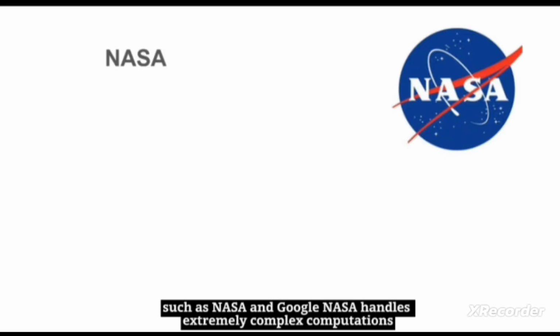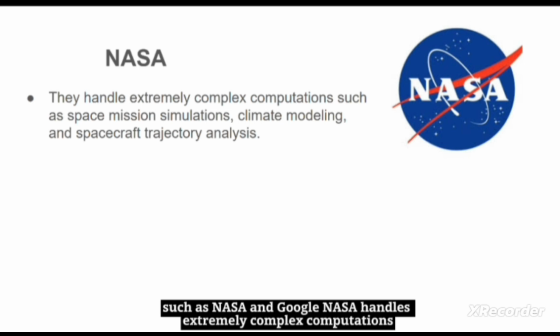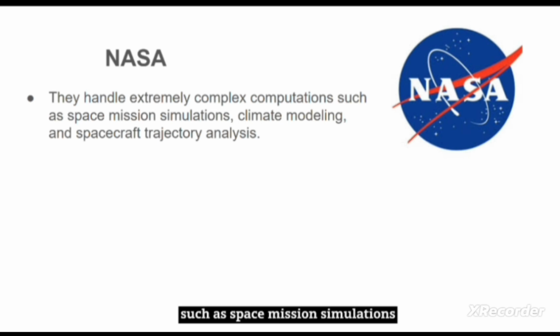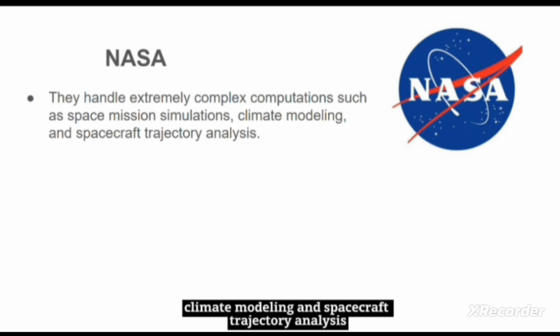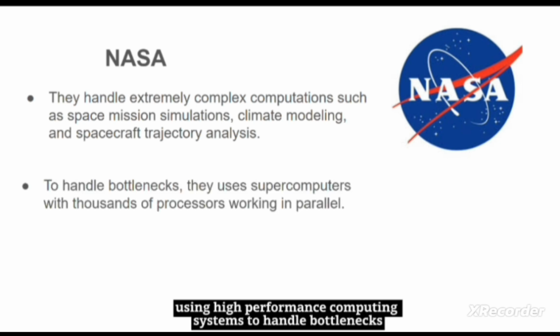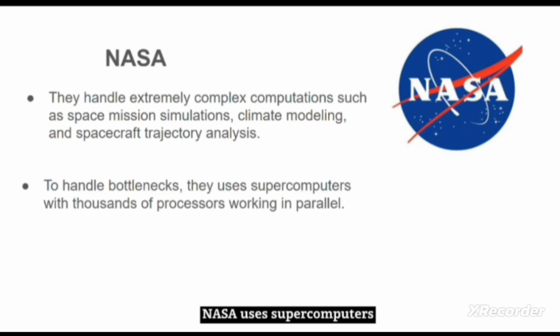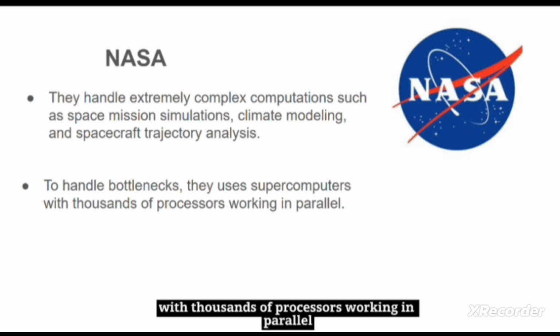So these concepts are not only theoretical, but are also applied in real-world systems used by large organizations such as NASA and Google. NASA handles extremely complex computations such as space mission simulations, climate modeling, and spacecraft trajectory analysis. These tasks require massive computing power and are processed using high-performance computing systems. To handle bottlenecks, NASA uses supercomputers with thousands of processors working in parallel.